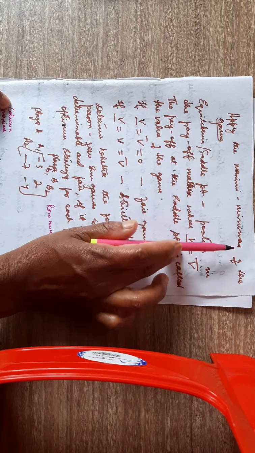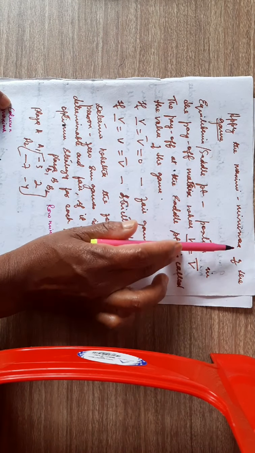Now note down this thing: if V lower bar is equal to V upper bar is equal to 0, then the game is said to be a fair game. However, if V lower bar is equal to V upper bar, where V is not equal to 0, then the game is said to be strictly determinable. So let us see whether the following problem is a strictly determinable game or a fair game.